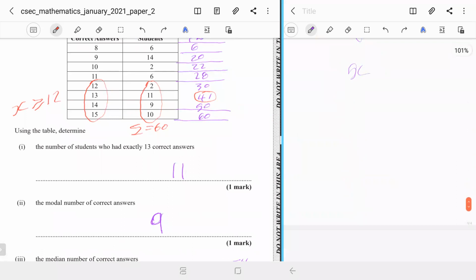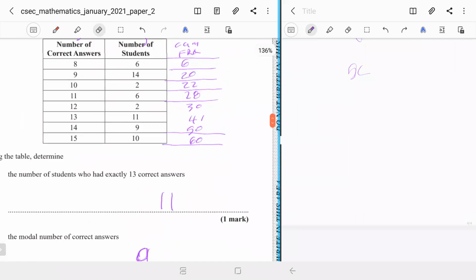Let me erase this and tell me how we would find the interquartile range. We just found the median a while ago. We want the interquartile range, so we need Q3 minus Q1. So we need to find Q3 and Q1. How do we find the position of Q1 first?